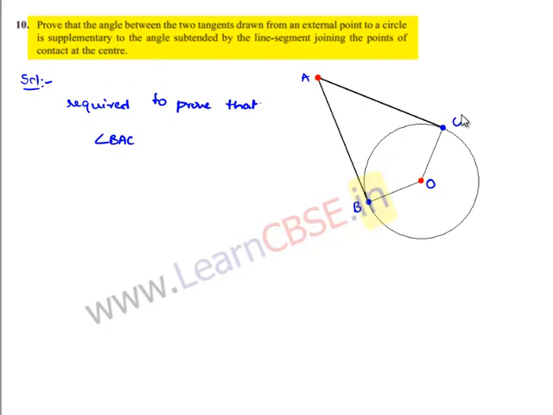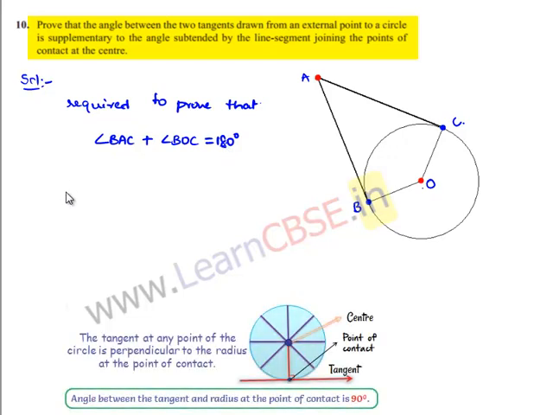Here B and C are the points of contact. So OB and OC are the lines joining the points of contact to the center. The angle between the tangents, angle BAC, is supplementary to angle BOC. That means we need to prove that angle BAC plus angle BOC is equal to 180 degrees.